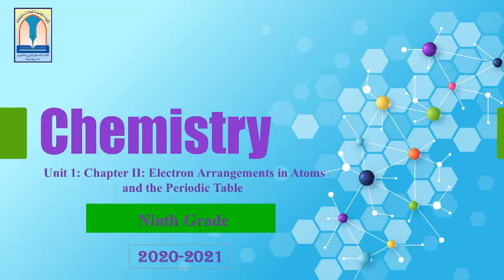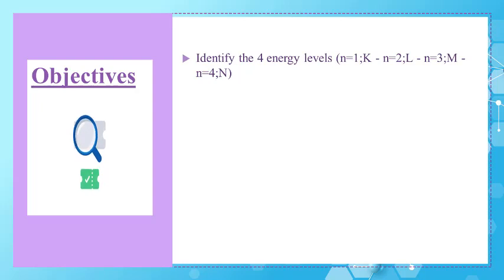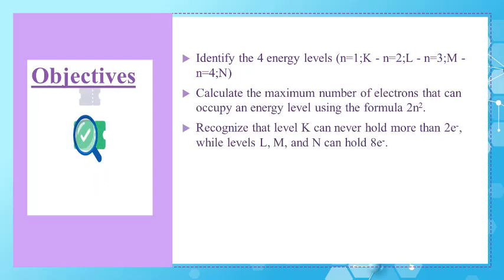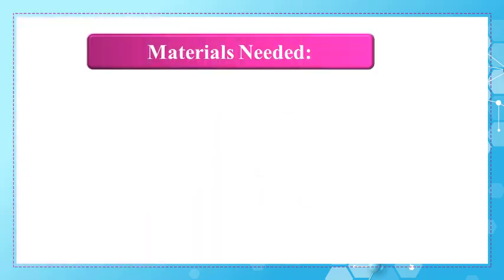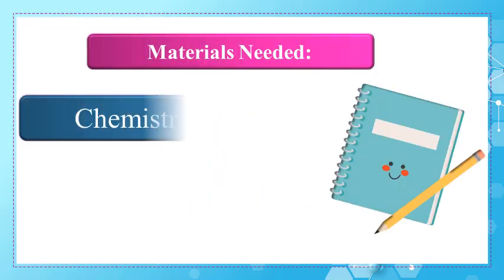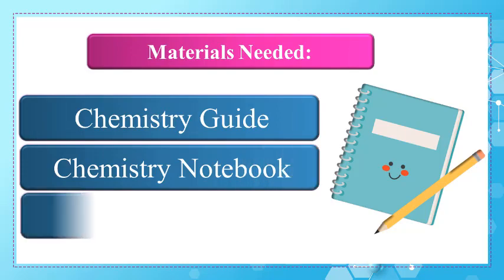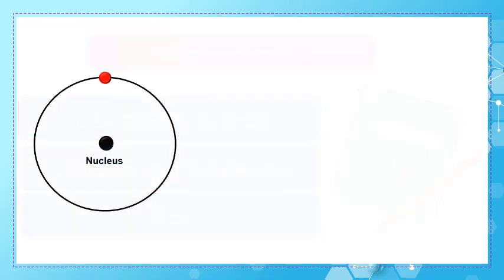Hello, grade 9 students. Welcome to a new chemistry chapter entitled Electron Arrangements in Atoms and the Periodic Table. In this session, we'll cover the following objectives.